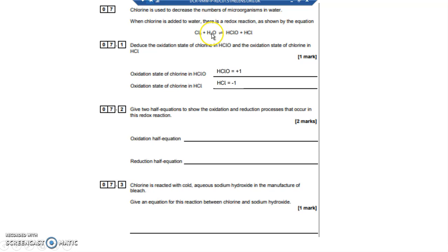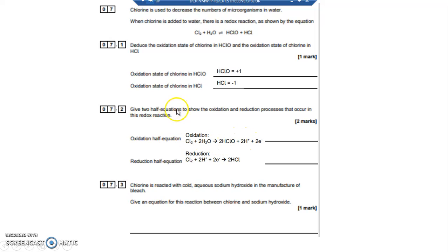Now, Cl2 plus H2O goes to HClO. Now, I've got a bit of a problem here because with Cl2 plus H2O, I'd have too many H's. In HClO, I've got one H and one O, but in H2O, I've got two H's and one O. So I'm going to have to make H pluses.